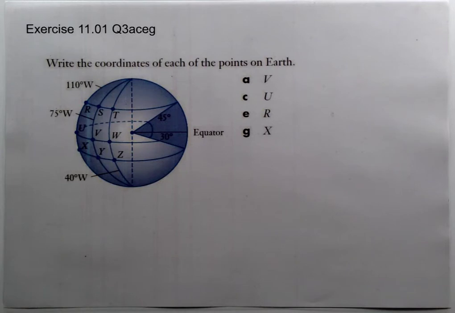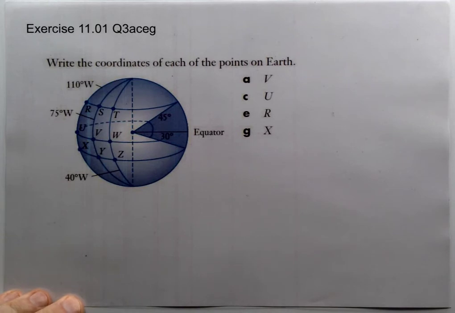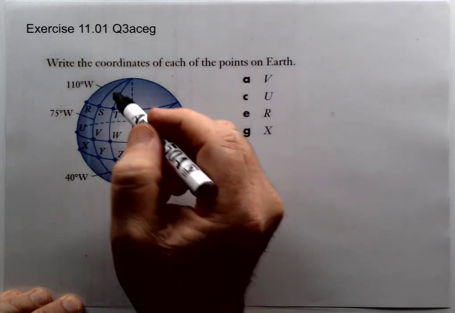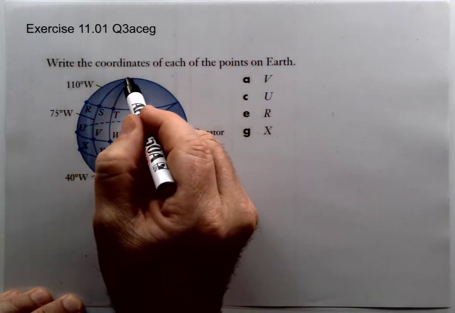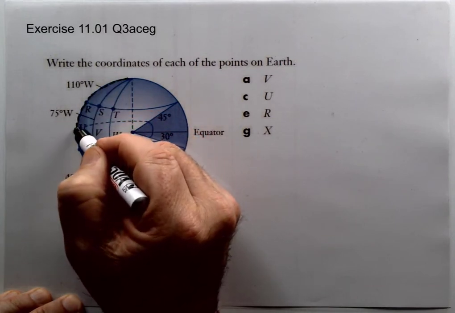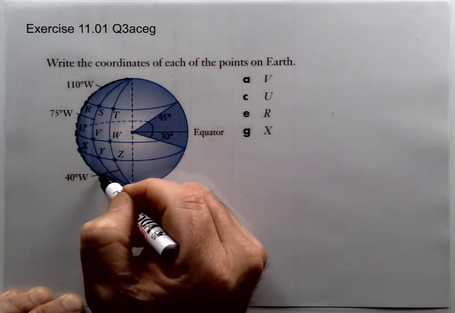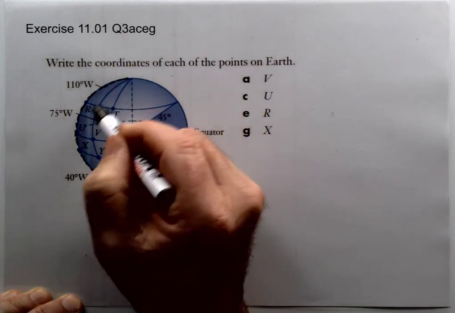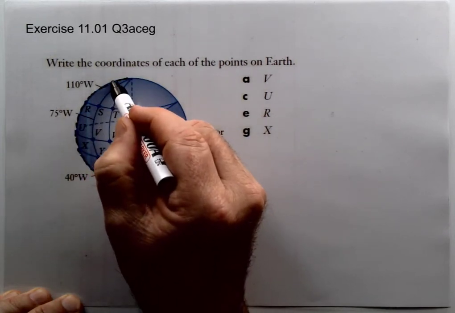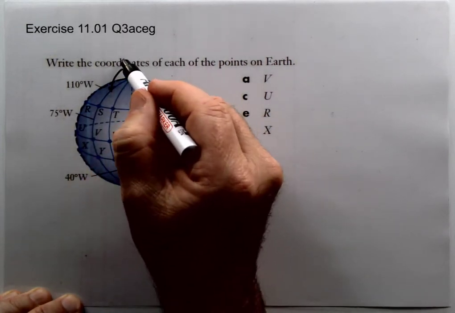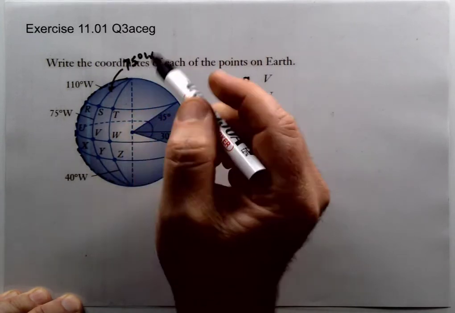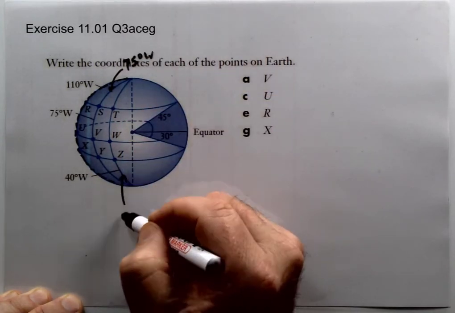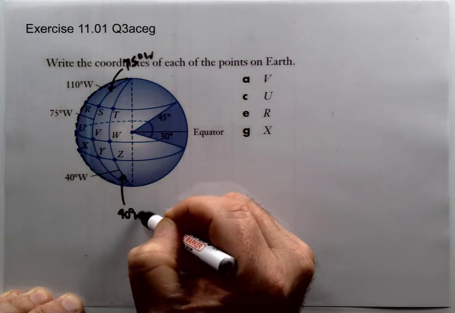Okay, so we need to find the coordinates of different points on here. Okay, so again, it's not a great diagram there. So they show us this line right on the very edge, this meridian here. That's going to be the 110 degrees west. It's not shown very clearly, but this one in here, that's going to be the 75 degrees west. And then this one here is going to be the 40 degrees west.